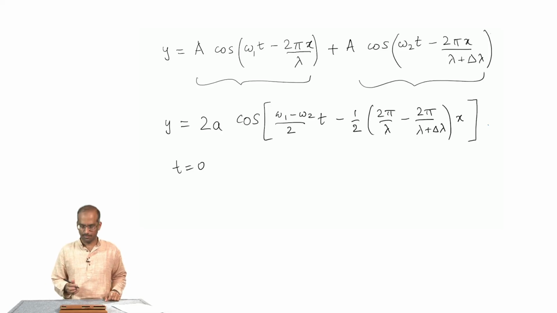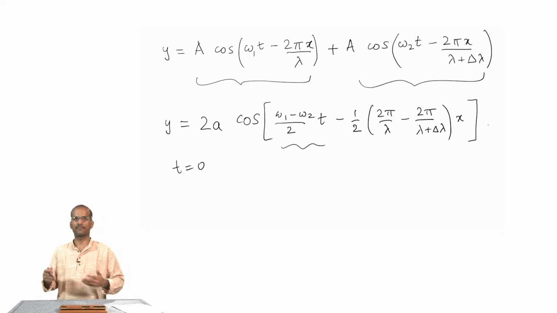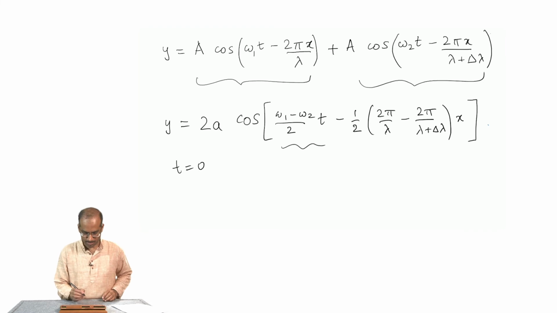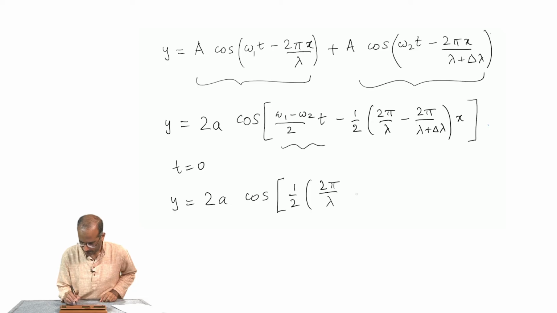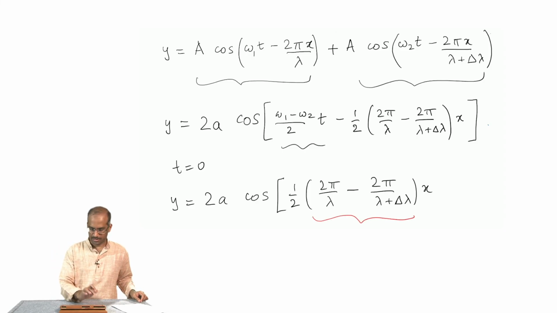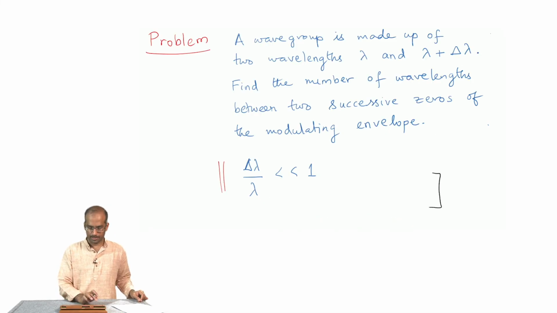If I choose t equal to 0, this part will simply go to 0. So, it is cos of minus some quantity, which will be cos of that quantity, because cos of minus theta is cos theta itself. So, I am going to be left with 2a times cos of half of (2 pi by lambda minus 2 pi by lambda plus delta lambda) into x. I need to crucially use this information that delta lambda by lambda is smaller than 1. So, for that I need to simplify this.